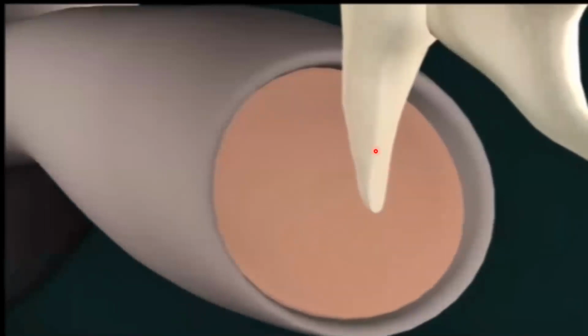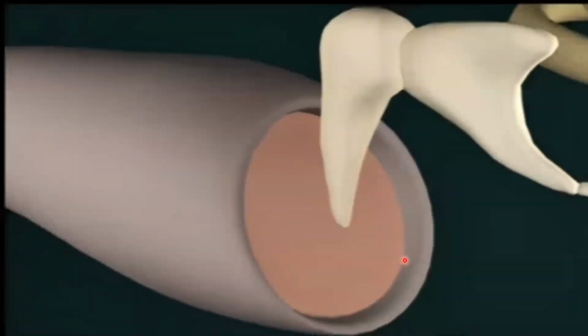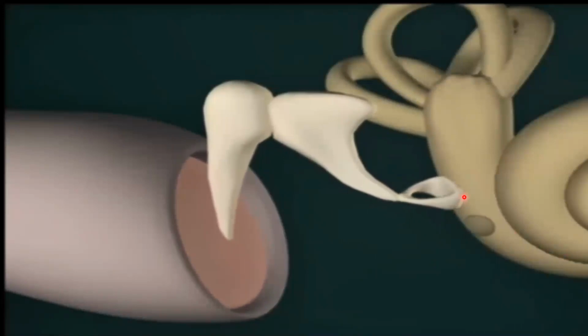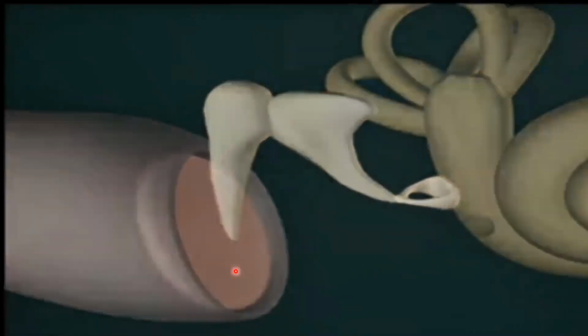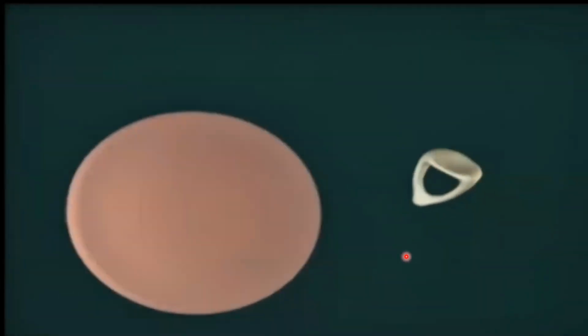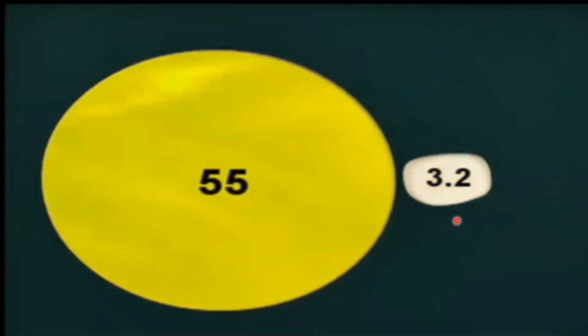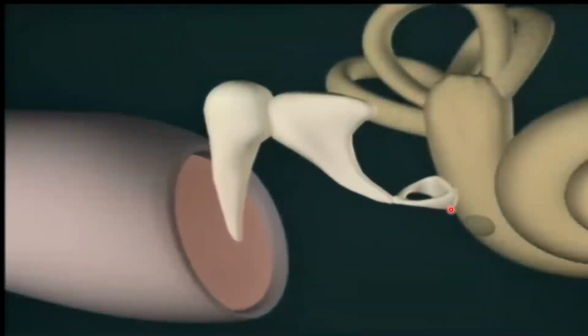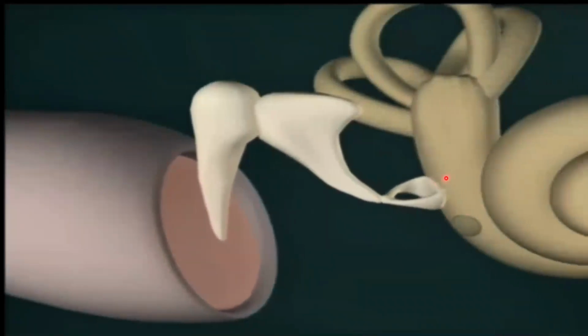The malleus is attached with the eardrum, and the stapes is attached with the oval window. The oval window is also a membrane-like structure. This is an ossicle, this is the stapes, and the stapes is attached with a membranous structure called the oval window. The oval window separates the middle ear from the inner ear.